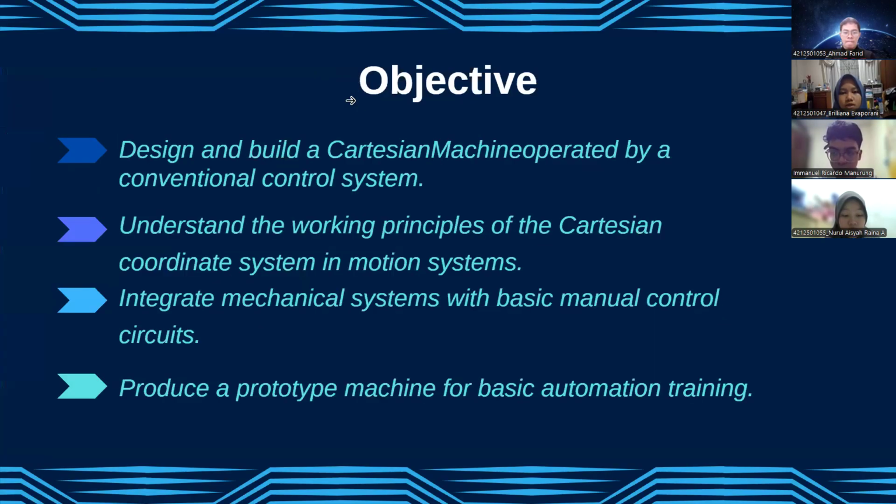And now I'd like to share the main objective of our project. Our first objective is to design and build a Cartesian machine that operates using a conventional control system, not a CNC system. The second objective is to understand the working principles of the Cartesian coordinate system, especially how the X and Z axis function in machine motion. Next, we aim to integrate the mechanical system with a simple manual control circuit, allowing users to learn automation concepts in a more accessible way. And finally, our goal is to develop a functional prototype that can be used as a training tool for students to study the basics of automation.